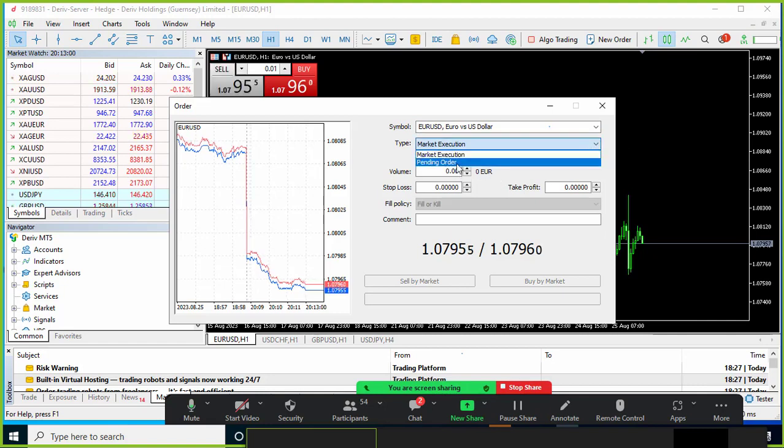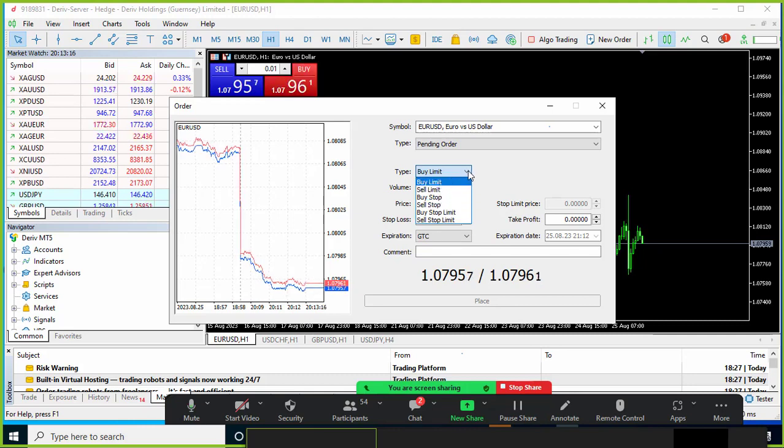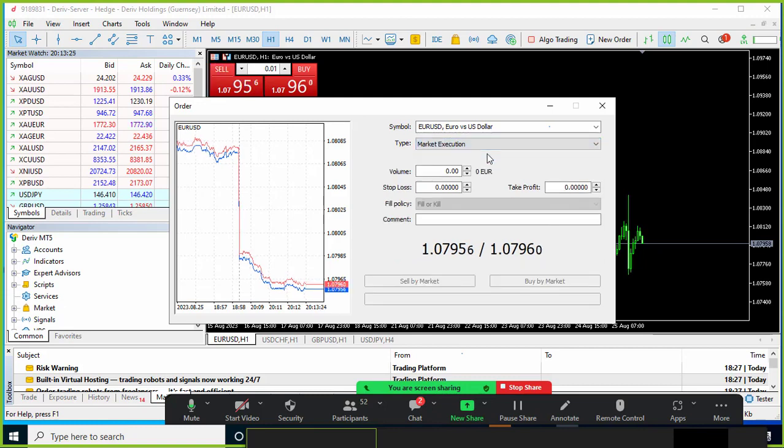If I choose pending order, that means I want to buy at a specific price, and this pending order can be buy limit, sell limit, buy stop, sell stop, buy stop limit, and sell stop limit. Either of these, they are all pending orders, and most of them are limit orders for buy and sell positions. But let me just go with a market order, instant execution, because I want this example to be very practical.